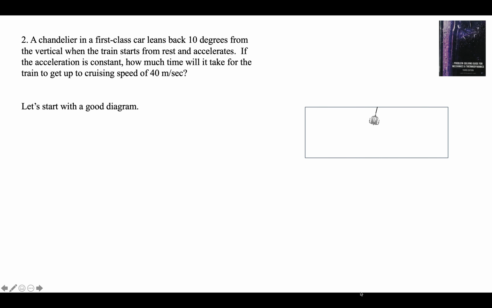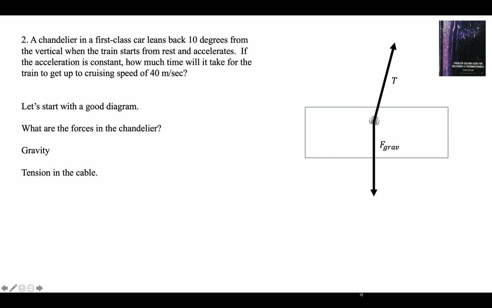Let's start with a good diagram. There's a chandelier leaning backwards at 10 degrees because the train is accelerating. What are the forces on the chandelier? We have gravity downward, and we have the tension, like that. The chandelier is accelerating the same direction the train is accelerating, to the right in the diagram.